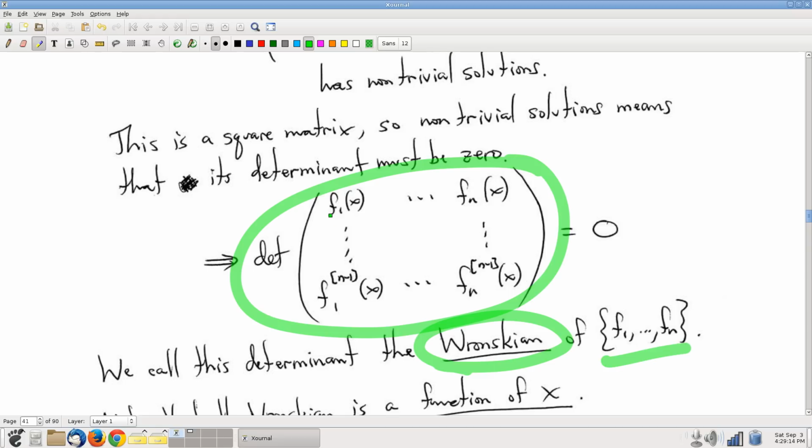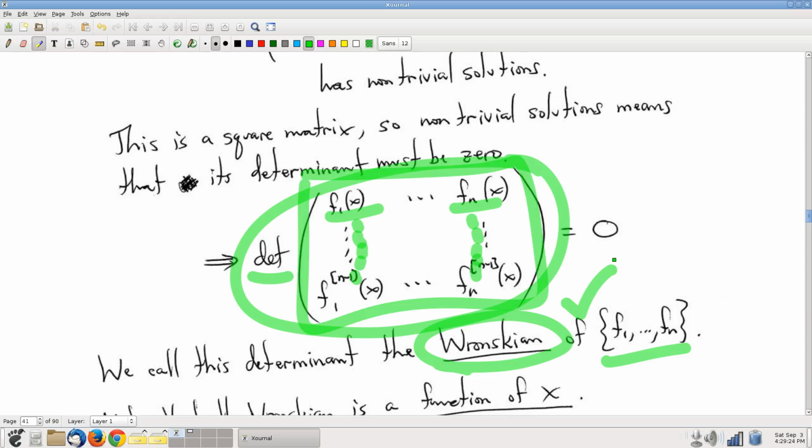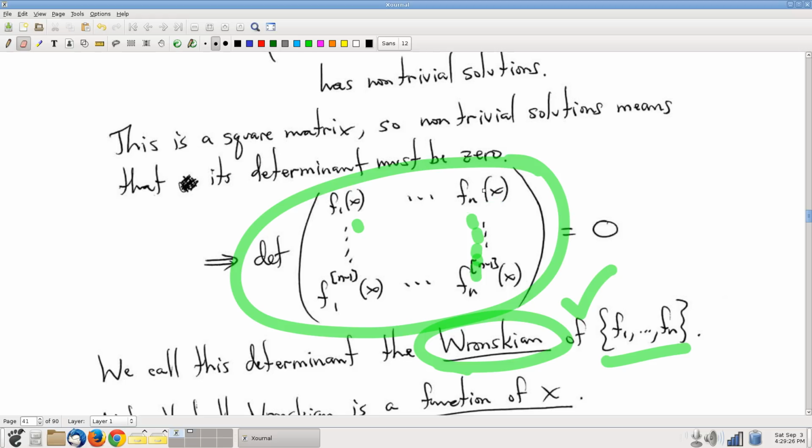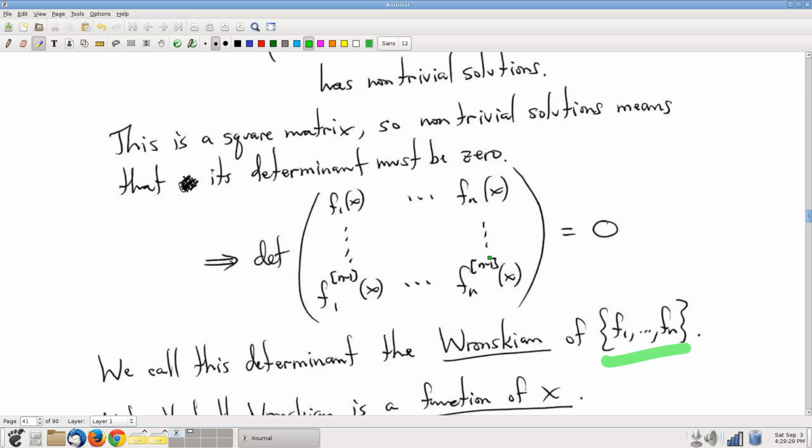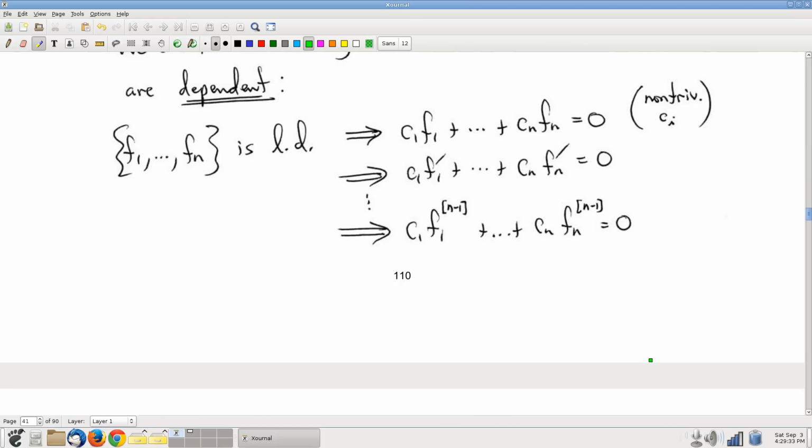Take your functions, write them down as the top row of your matrix, start taking derivatives, keep going until you get a square matrix, take the determinant. That's called the Wronskian. Okay, now, not clear yet why we would care about this construction called the Wronskian. Keep in mind, we got to the Wronskian by considering an assumption that we really shouldn't be assuming. We're assuming something that in reality we're trying to decide.